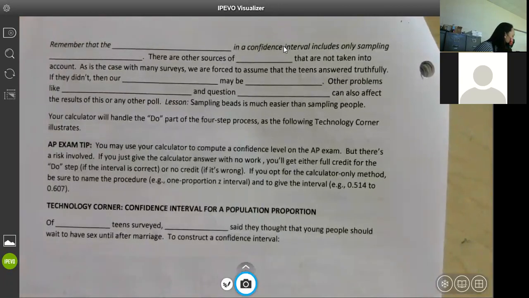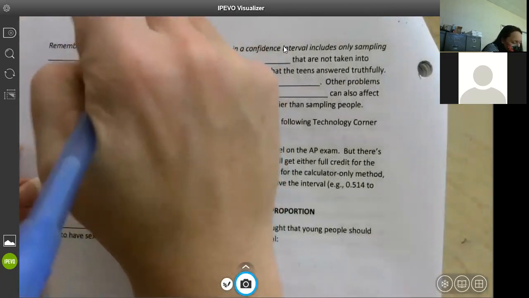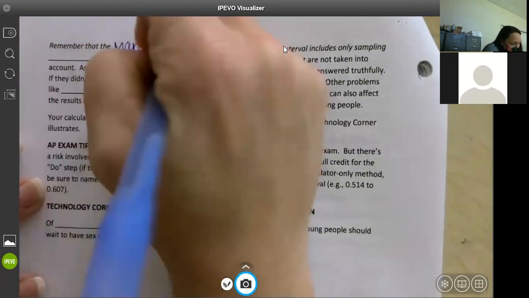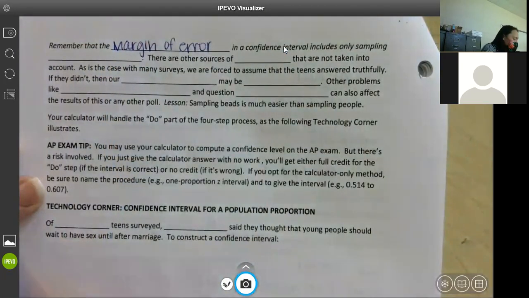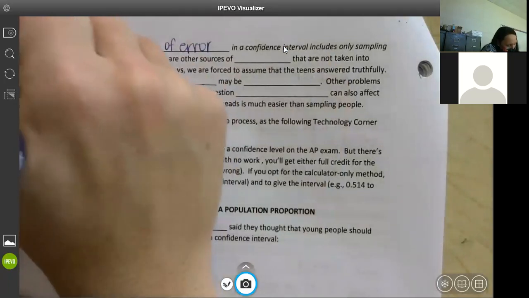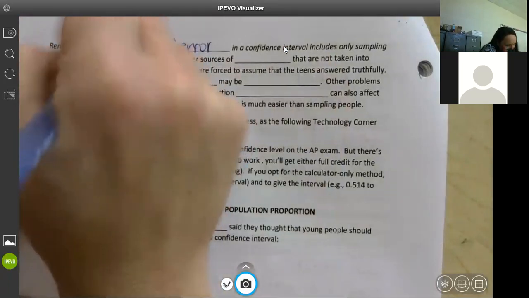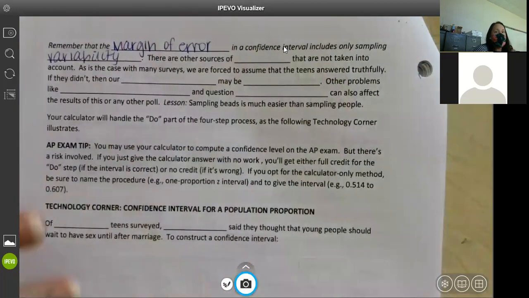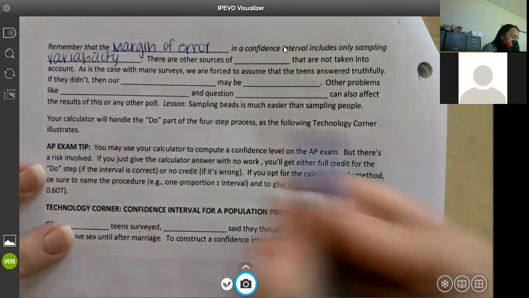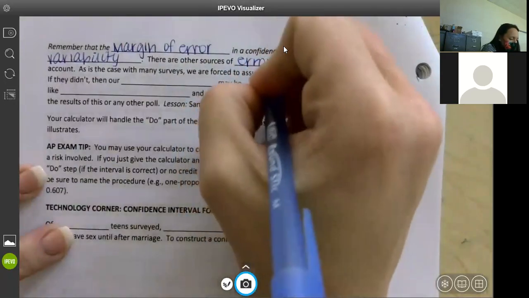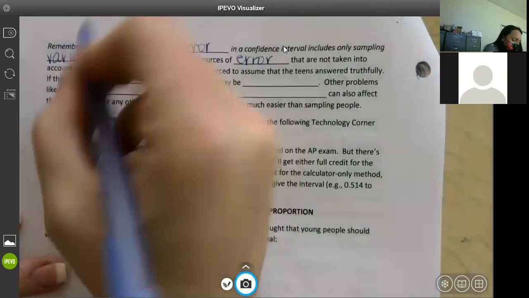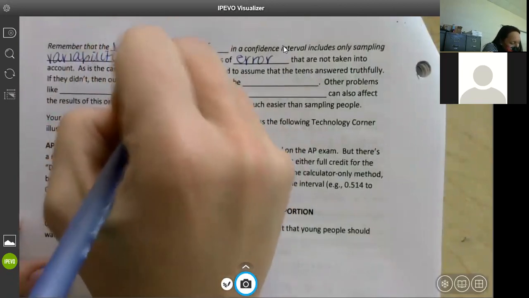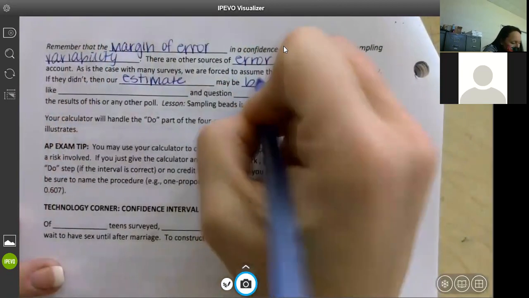Remember that the margin of error in a confidence interval includes only sampling variability. There are other sources of error that are not taken into account. As is the case with many surveys, we are forced to assume that the teens answered truthfully. If they didn't, then our estimate may be biased.